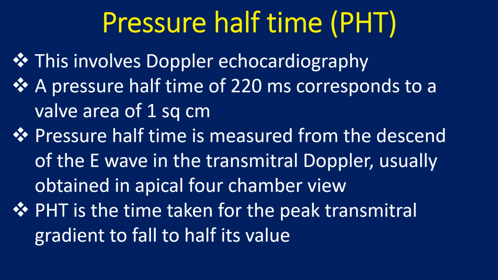Assessment of mitral valve area by pressure half time involves Doppler echocardiography. A pressure half time of 220 milliseconds corresponds to a valve area of 1 square centimeter. Pressure half time is measured from the descent of the E wave in the transmitral Doppler, usually obtained in apical 4-chamber view. PHT is the time taken for the peak transmitral gradient to fall to half its value.